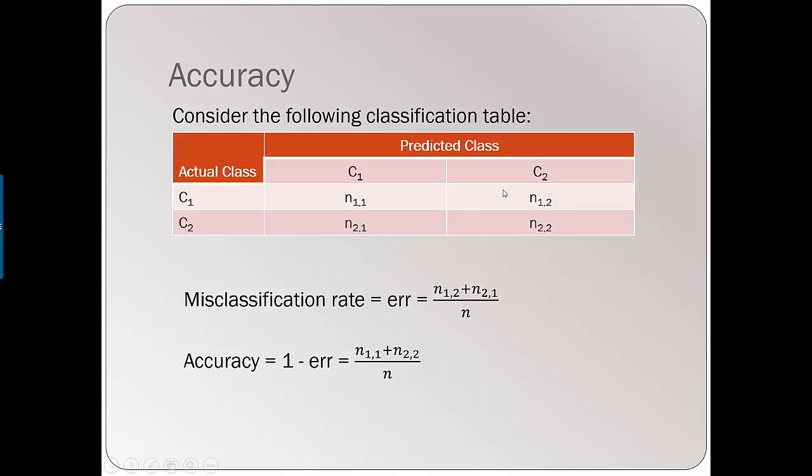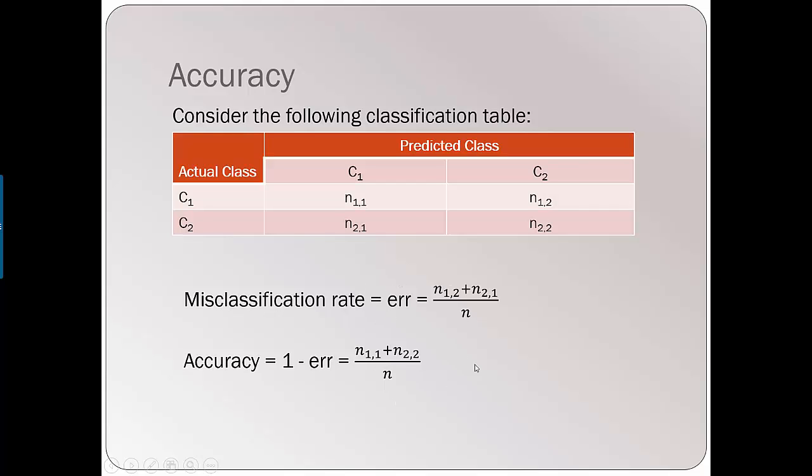If you add these two, that would be the total misclassifications we have made, and you divide by the grand total. So n here is the sum of all of these numbers, the total number of observations. This gives us the ratio of misclassified records, which is called the misclassification rate.